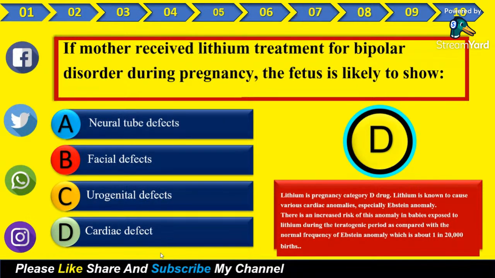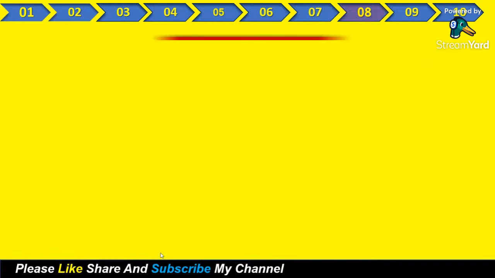This lithium is a category D drug. Lithium is known to cause various cardiac anomalies, especially Ebstein anomaly. There is an increased risk of this anomaly in babies exposed to lithium during the teratogenic period as compared with the normal frequency of Ebstein anomaly, which is about 1 in 20,000 births. So let's move on to the next question.